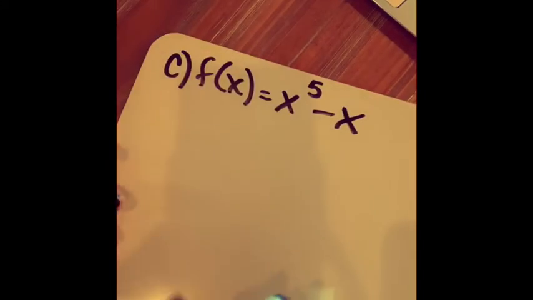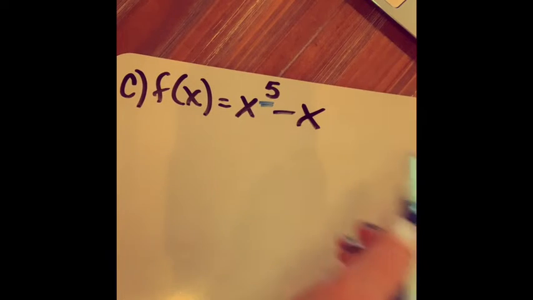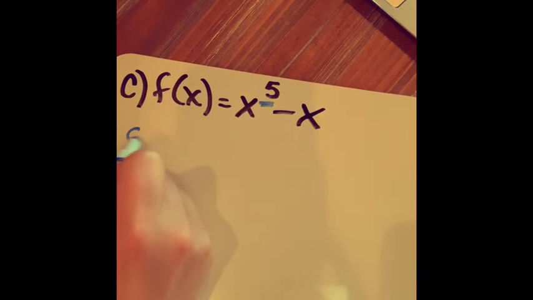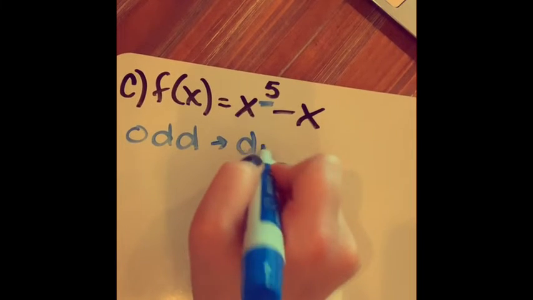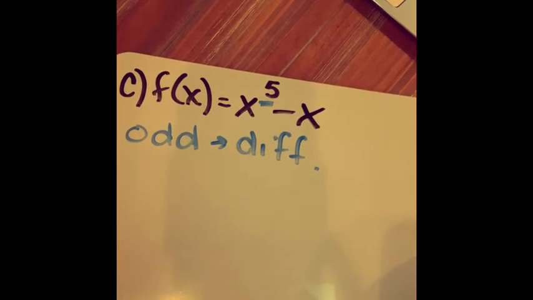Okay. We'll do C, which is f of x is equal to x to the 5th minus x. Okay, so remember, you're looking at the highest exponent. The highest exponent here is 5. 5 is an odd number. Well, since it's odd, that means different. They're going in different directions.